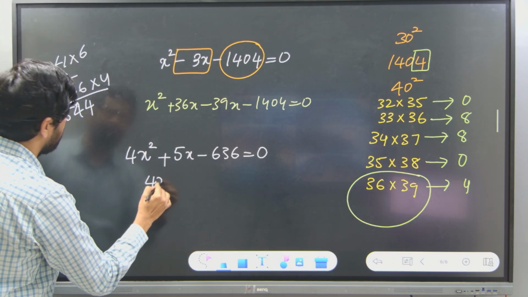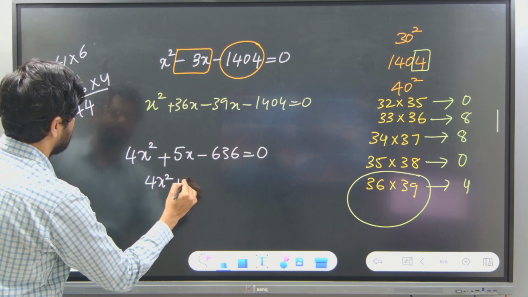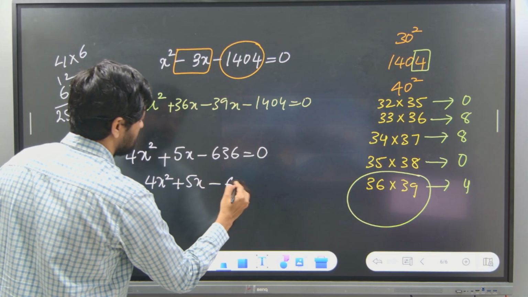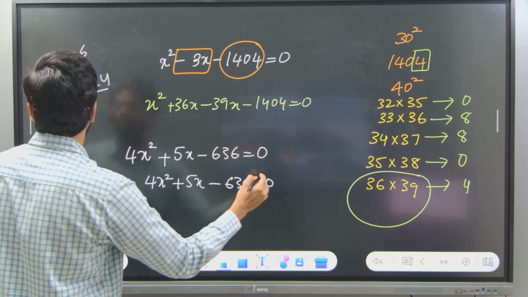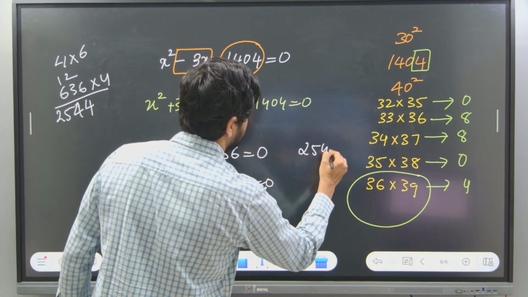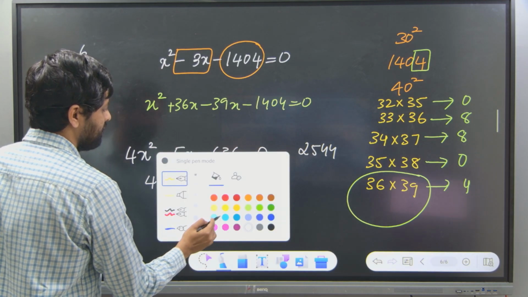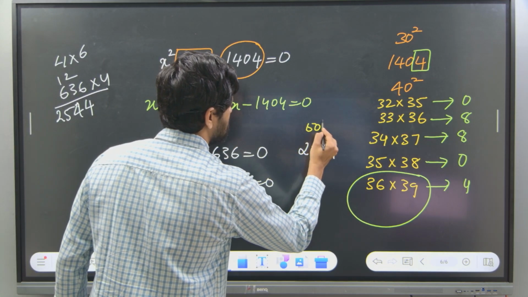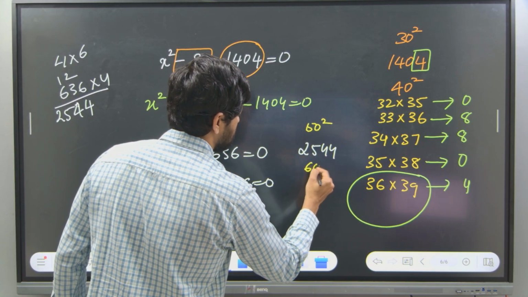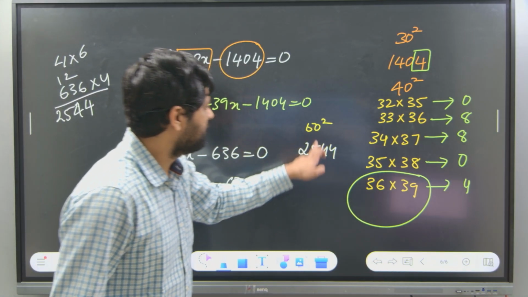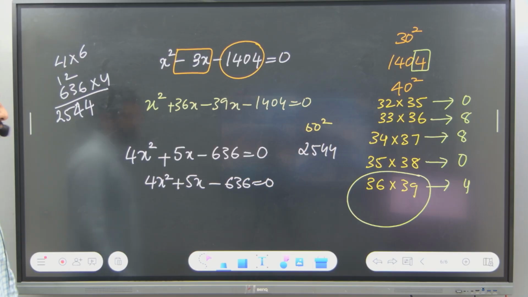4x square plus 5x minus 636, the question is the same. What is my number? 2544. Lies between what and what? Lies between 50 square and 60 square. Or is it closer to 50 square basically? It's very close to 50 square.